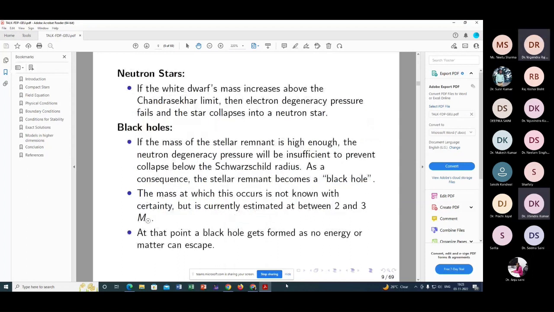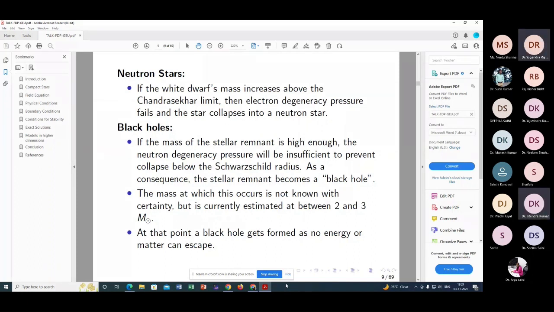Now, in neutron stars, if the white dwarf mass increases above the Chandrasekhar limit, it means when we have white dwarf stars having a mass more than 1.4 solar masses, then the electron degeneracy pressure fails due to electron capture, and the star collapses into a neutron star. It means that when any star has a mass more than 1.4 solar masses, we can say that it is a neutron star.